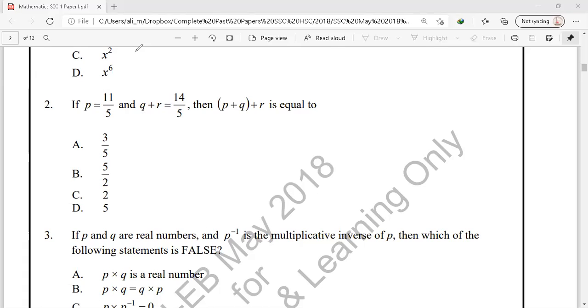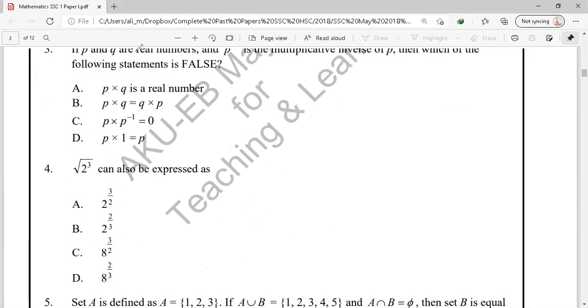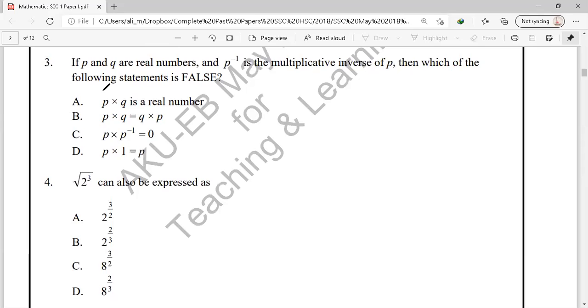So let's move to our question number 3. If P and Q are the real numbers and P inverse is the multiplicative inverse of P, then which of the following statement is false? So we have to identify the incorrect statement. So P and Q, they both are real numbers and P inverse is the multiplicative inverse of P. P inverse is the multiplicative inverse.